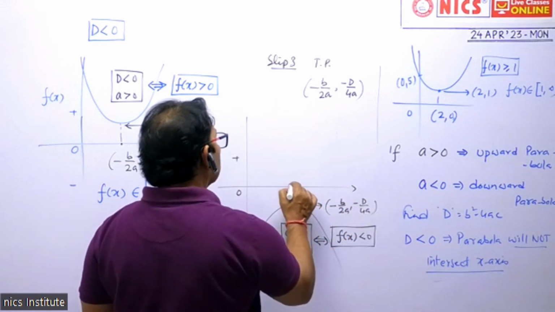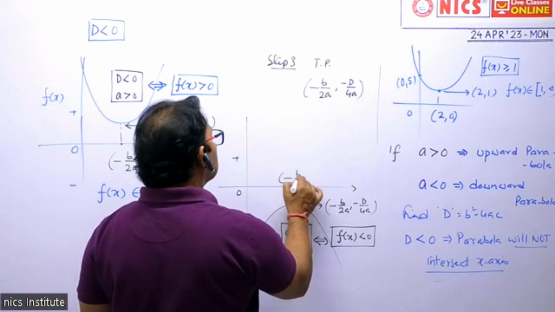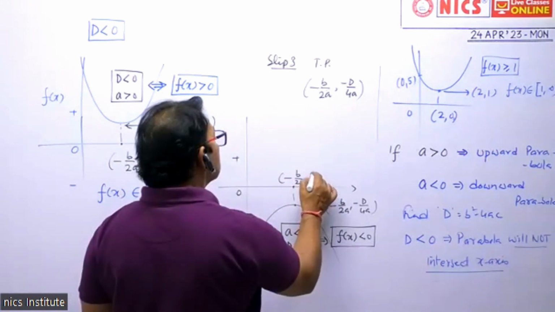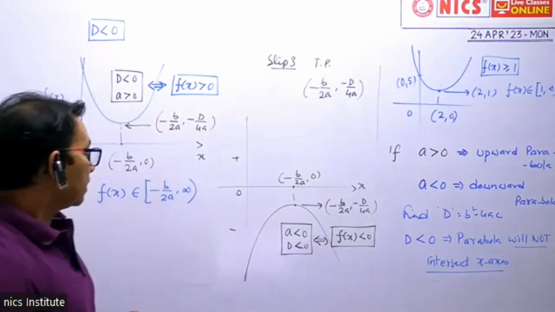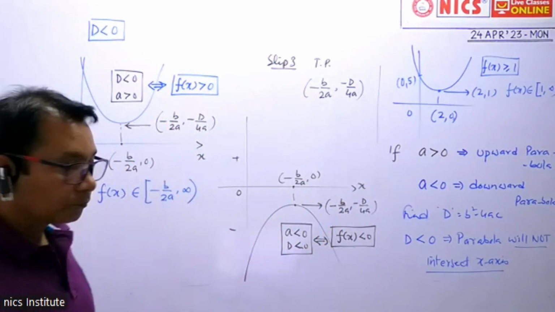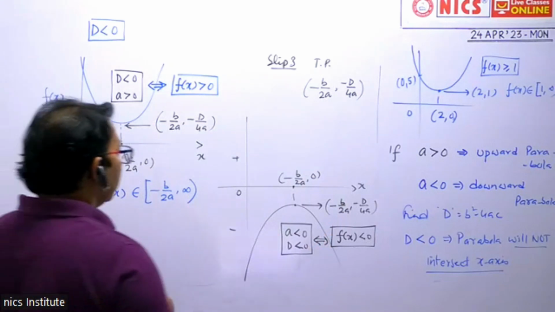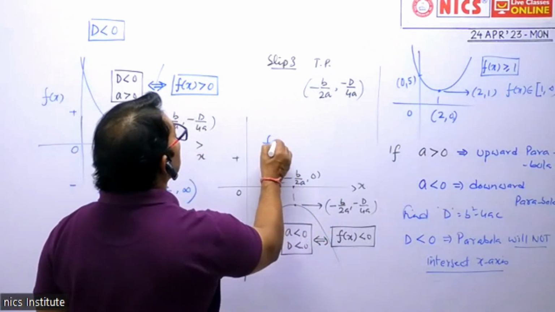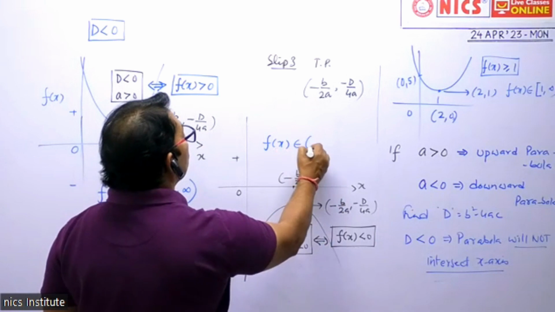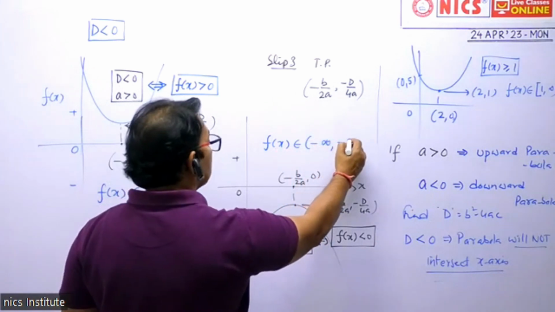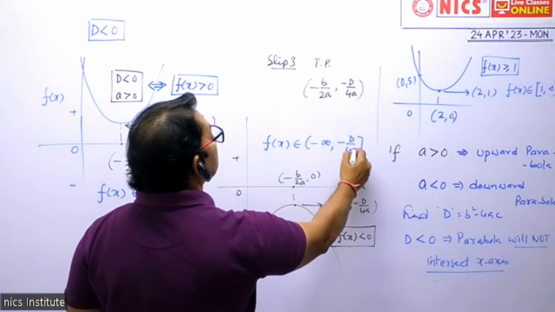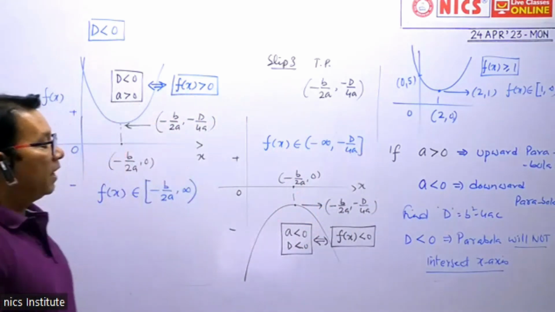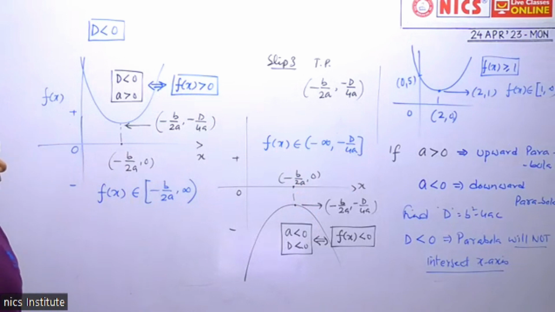And this would be (minus b by 2a, 0) because it's on the x-axis, right? And if you don't know the range of this parabola, it belongs to minus infinity to minus d by 4a. That is the range of this parabola. In case you have a situation when a is negative, this will be your answer.